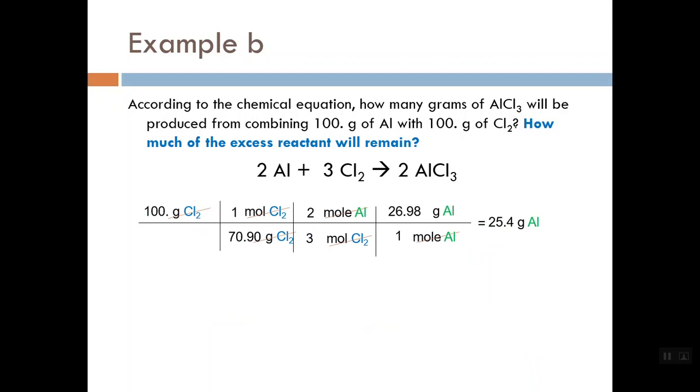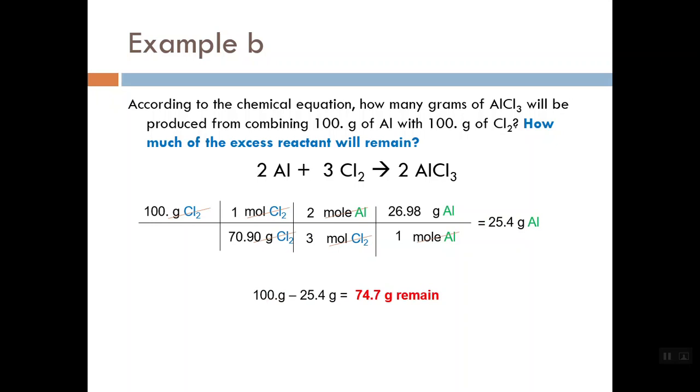So knowing that we only needed 25.4 grams and we actually put in 100 grams of aluminum, how much is actually left over? So how do you solve this problem? All you do is simply subtract. 100 grams minus 25.4 grams is equal to 74.7 grams that remain.